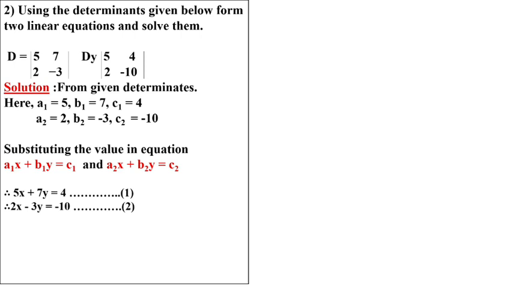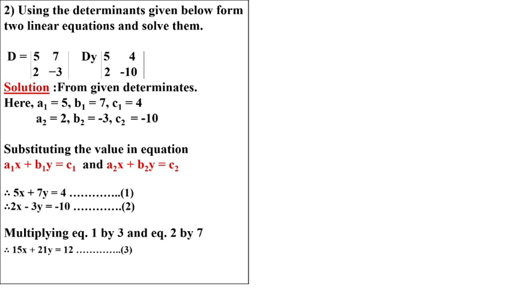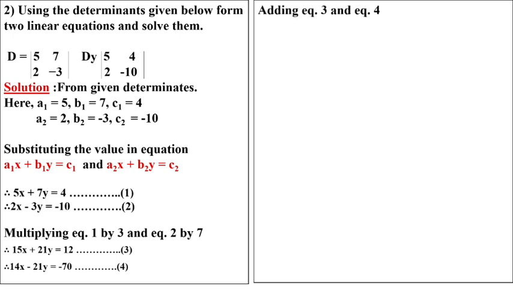If we see the first equation, we have 7y, and in the second equation we have minus 3y. Now we will multiply the first equation by 3 and the second equation by 7. So we will get two new equations. 3 fives are 15, 3 sevens are 21, 3 fours are 12. In the same way, we multiply the second equation by 7. 7 twos are 14, 7 threes are 21, 7 tens are 70. Now adding the third and fourth equations, we get 29x equal to minus 58.